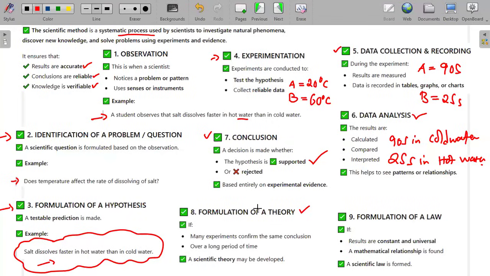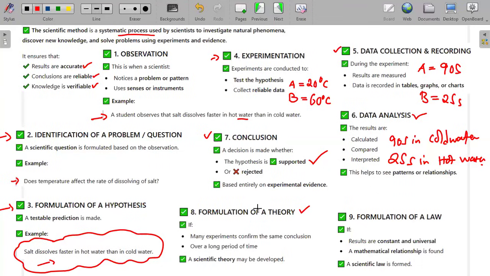So you can say, for example, after many similar experiments by many scientists, an explanation was formed. What was that explanation? That the particles in water have more kinetic energy. Because of that kinetic energy, they move faster and collide more with the salt, making it dissolve what? Faster. So that would be your theory based on the experiment that you've done.